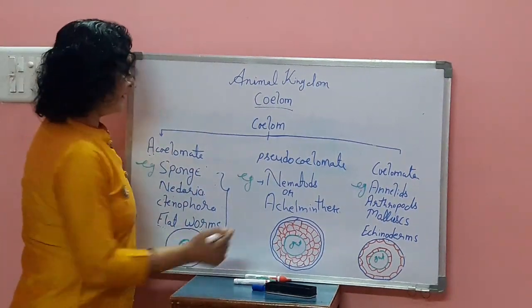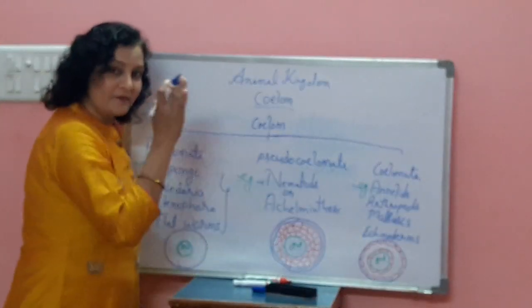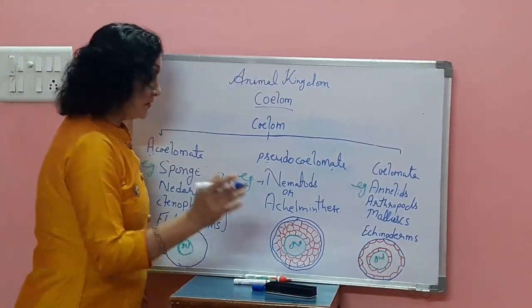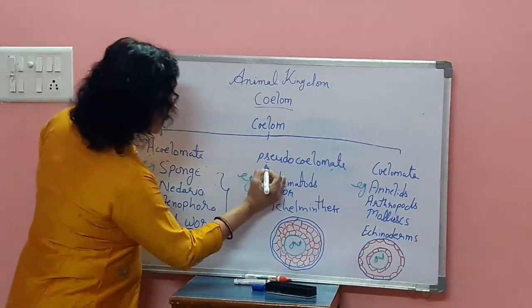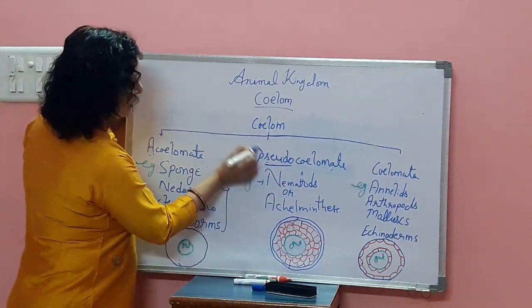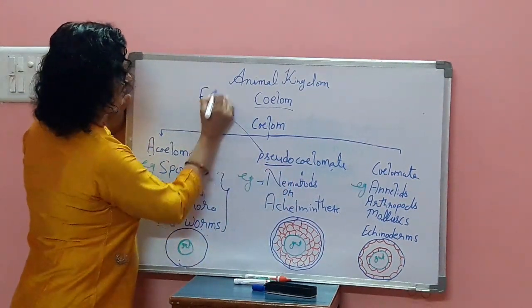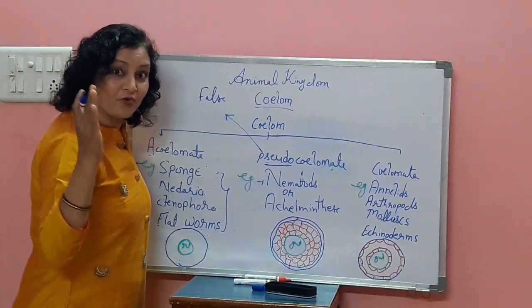Now the second category is pseudocoelomate. First of all, I tell you, the term explains itself in the word pseudo. What is the meaning of pseudo? Pseudo means false. It means they have a coelom, but a false coelom.